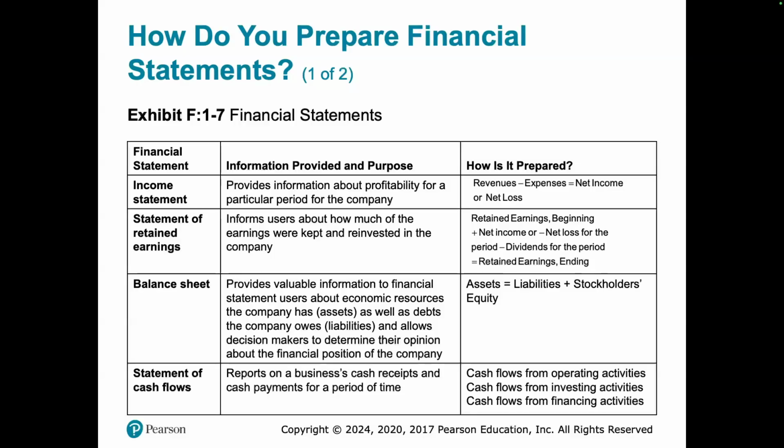Unless you live off of credit, which companies can't. This is something that shows you how stable a company is. It reports on a business's cash receipts and cash payments for a period of time. This is also another period of time financial statement. It has cash flows from operating activities, cash flows from investing activities, and cash flows from financing activities, right?